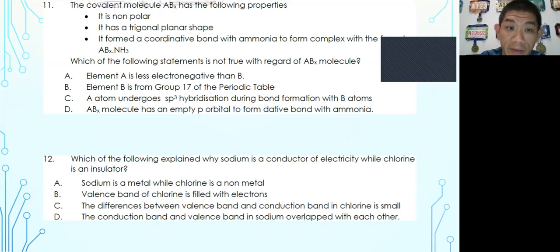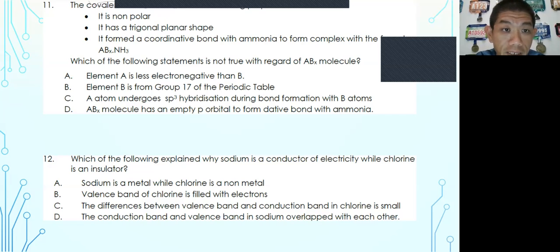Now you have to try your best to imagine when you say that it is non-polar, and the most important is this one: it has a trigonal planar shape. So when you have a trigonal planar shape, you're expected to have 3 surrounding atoms here, which makes A usually come from group 13. It can also be from group 14. Group 15 is impossible because in group 15 you definitely have a lone pair of electrons. So let's have a look together here.